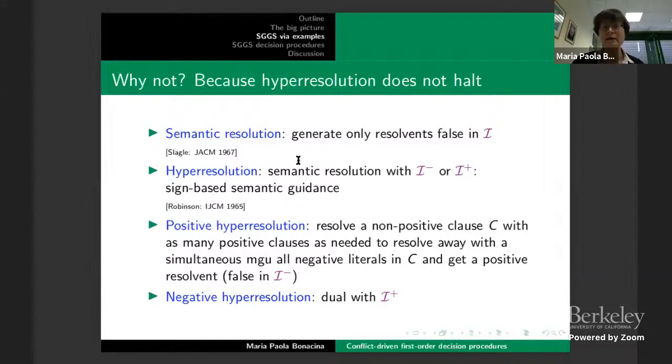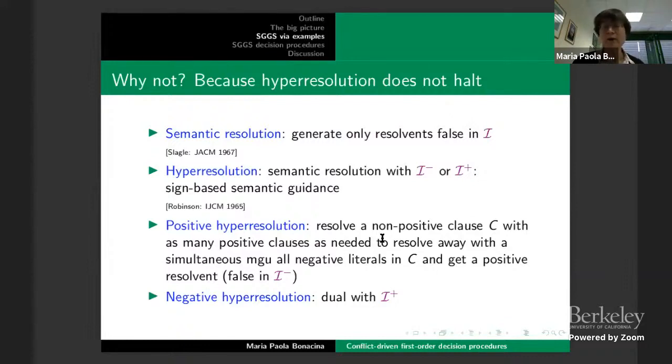Now, what is a semantic resolution? Semantic resolution is resolution restricted to generate only resolvents that are false in a given guiding interpretation I. What is hyper-resolution? It is a semantic resolution with sign-based semantic guidance. So, for example, in positive hyper-resolution, we generate only positive clauses because we assume as a semantic guidance the all negative interpretation. And therefore, in order to generate only resolvents that are false, we generate only positive resolvents.